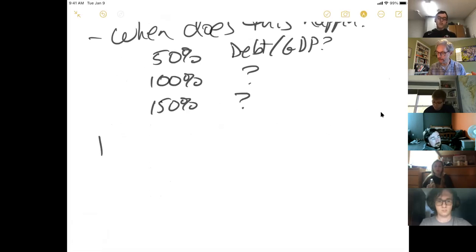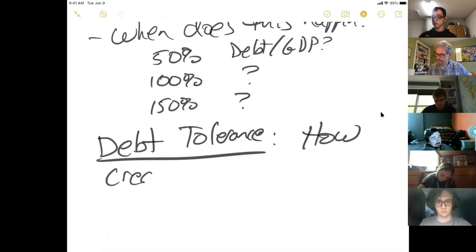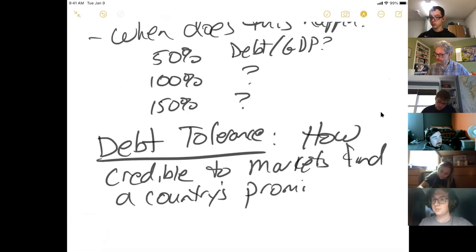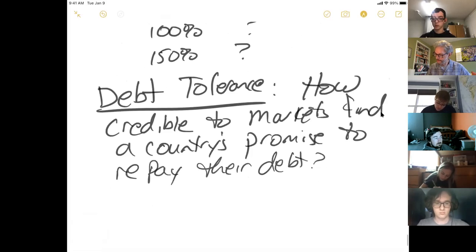It depends upon what we call, as economists, debt tolerance. Debt tolerance is how credible do markets find a country's promise to repay their debt? Do they find it credible? The key word here is credible. Do markets find it credible that you're going to pay back your debt?